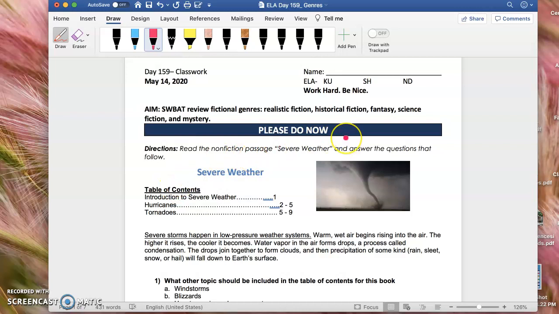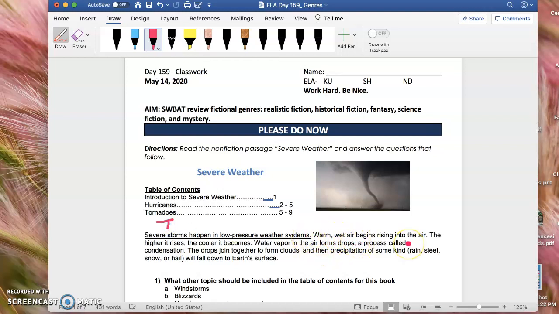So this should look familiar to you because this was on your test. This talks about the text features that we learned last week. So here we have our table of contents, we have our title, we have our picture, right? Then we have a small excerpt that says severe storms happen in low pressure weather systems. So I know that the topic is severe storms, right?